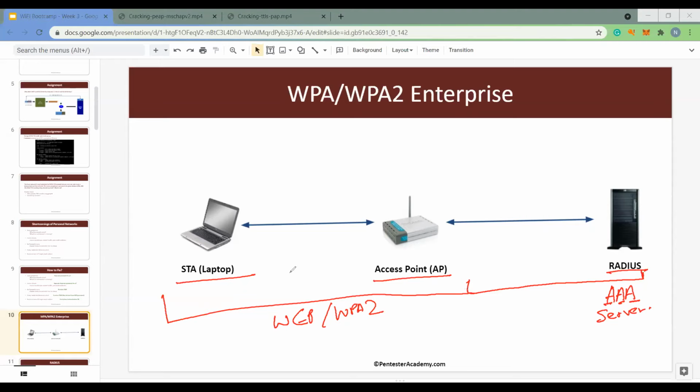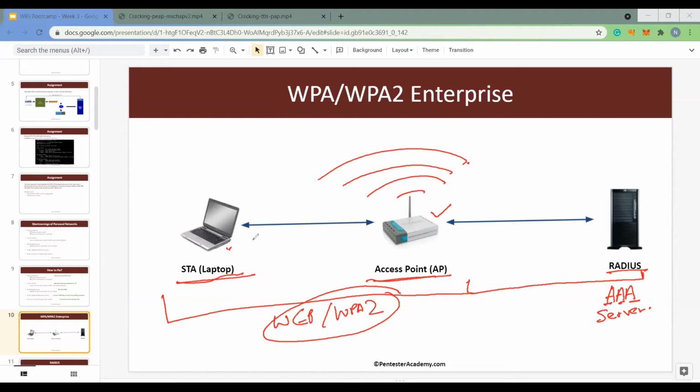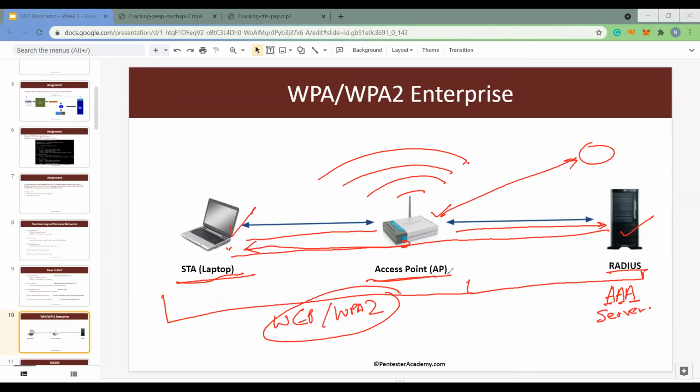So the way this will work is, this is your station, and this access point is hosting a Wi-Fi network, right? Now, unlike your personal networks, when this guy wants to connect to this, he has to authenticate against the Radius server. So through this access point, it will actually talk to the Radius server, and then the Radius server is going to verify the station. And once Radius is able to verify the station, after that, the station can then connect to the access point, and then it can use the internet, right? So that is what changes when we talk about the WPA enterprise network.